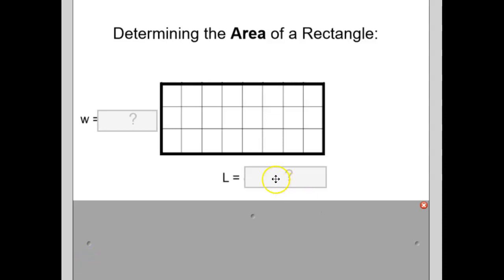Wonderful! Were you able to determine that the length was 8 square units? 1, 2, 3, 4, 5, 6, 7, 8. And the width was 3 square units. You could have found the area of this rectangle 2 ways.